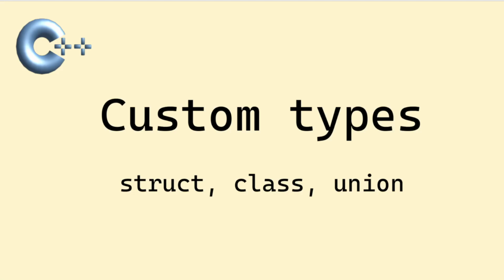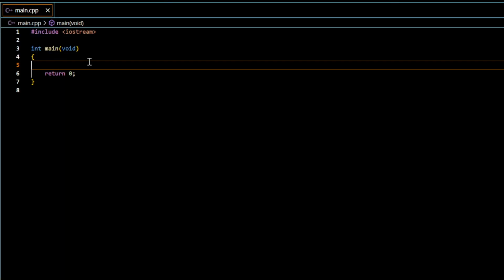Custom type in C++: struct, class, union. These are the tools that you can use to create a customized type in C++. Let me jump into the coding to explain it.